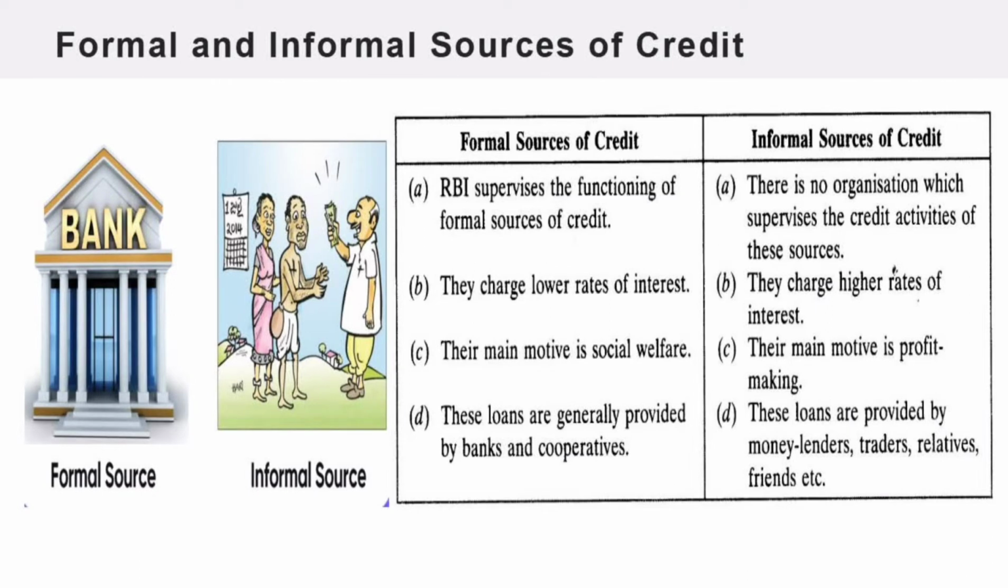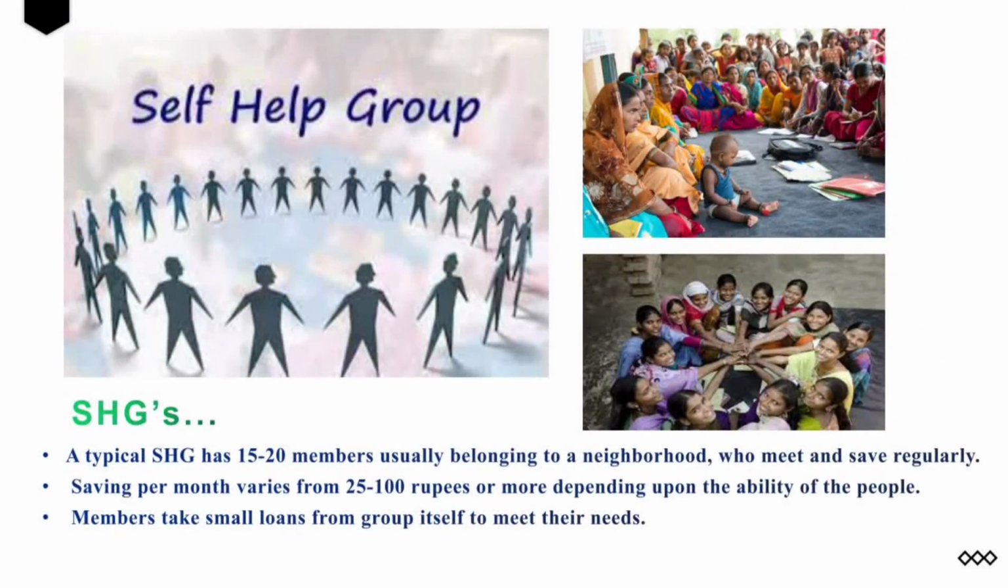And the second thing we notice is that the formal sources charge a lower rate of interest, whereas the informal sources of credit will charge a higher rate of interest. And the formal sources of credit, their main motive is social welfare, but the informal sources of credit, their main motive is profit making. So just to understand the difference between the formal and informal sources of credit, now we will see SHGs, self-help groups.